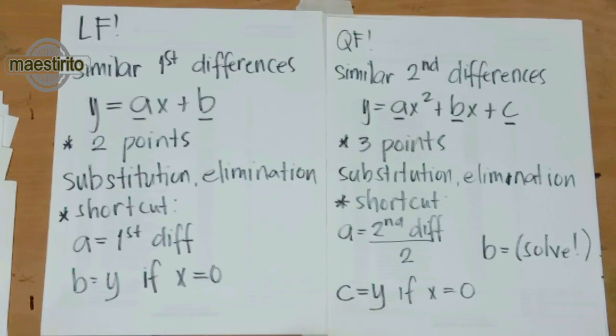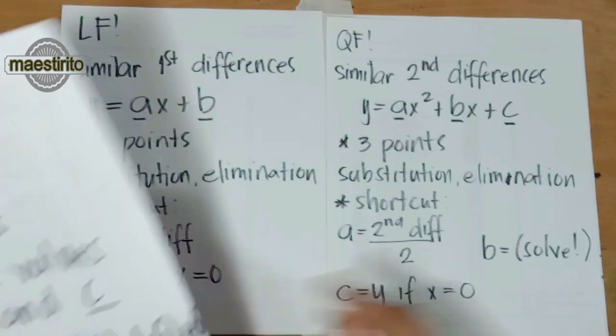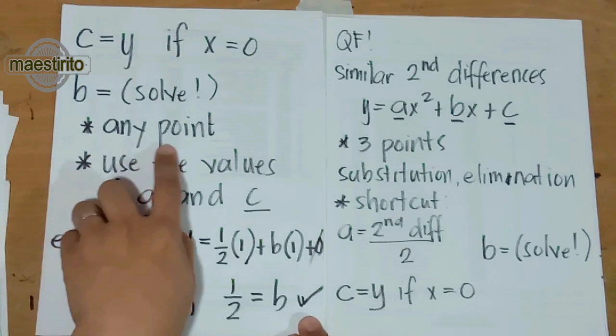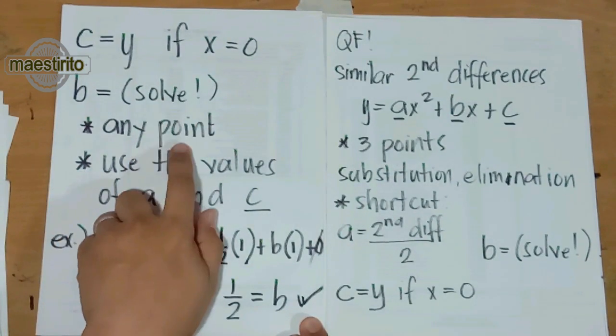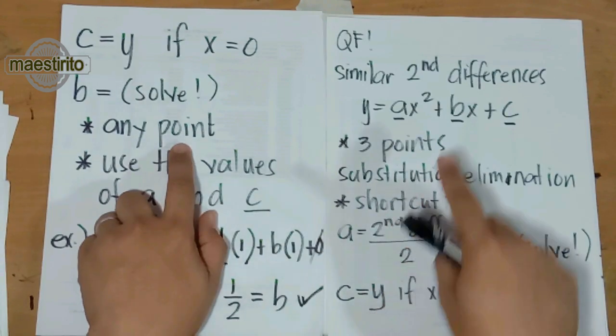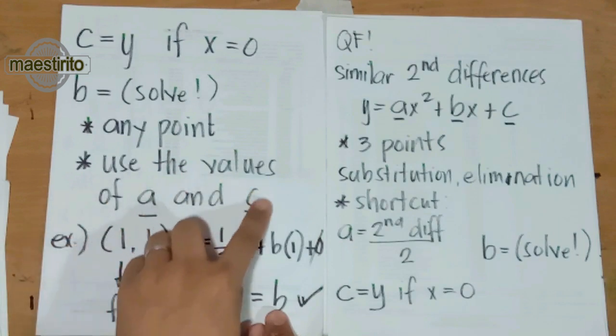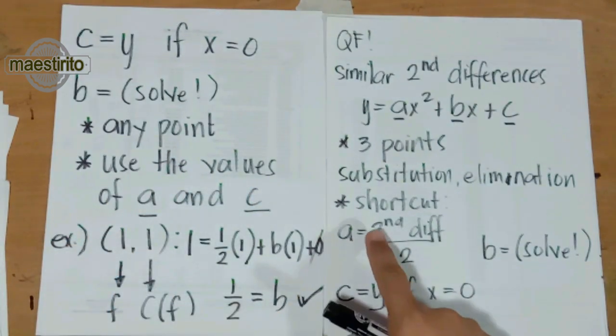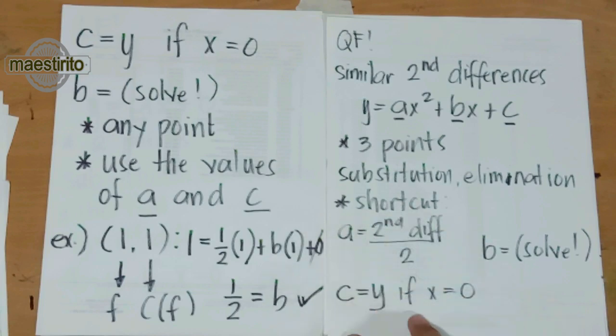Again, to solve for the b, what are the things that we need to solve for the b in the quadratic function? We need to get any point from the table of values. That means 1 point is enough, because in that point we already have the x and the y, and then use the values of a and c that you first solved using the shortcut. With that, you can already solve for the b.